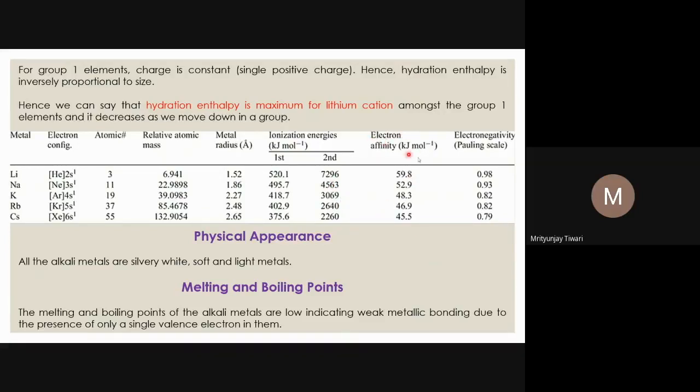Electron affinity will also be decreasing, because for smaller atoms, if you add one electron to a neutral atom, the added electron will see a stronger attraction with the nucleus, and so the energy released, the electron affinity, will be more for the smaller atom. This is the trend we see. And electronegativity also decreases down the group. These things we have explained in the periodic properties.